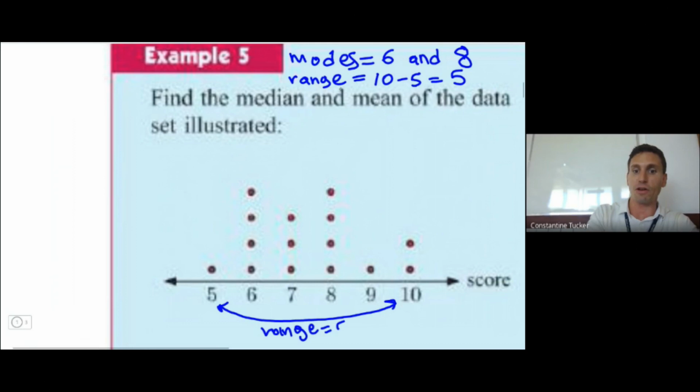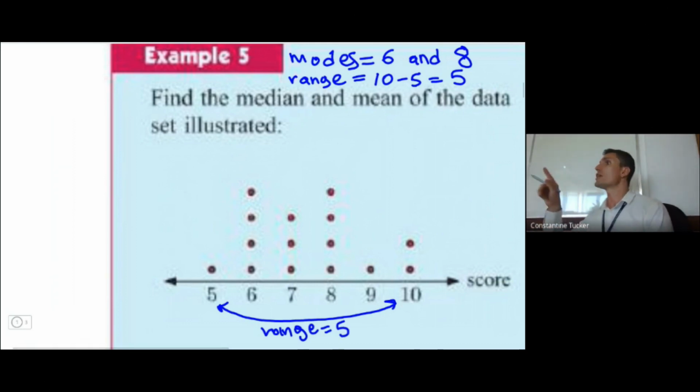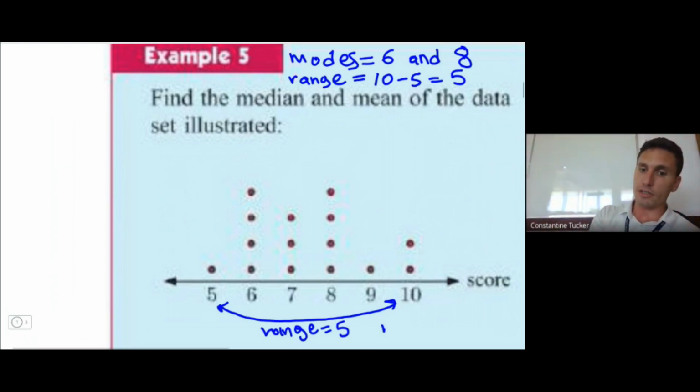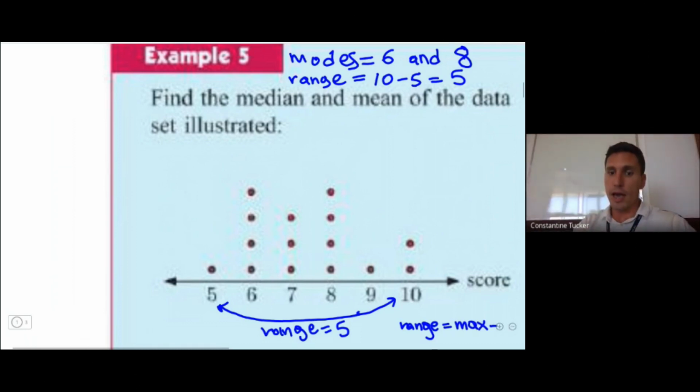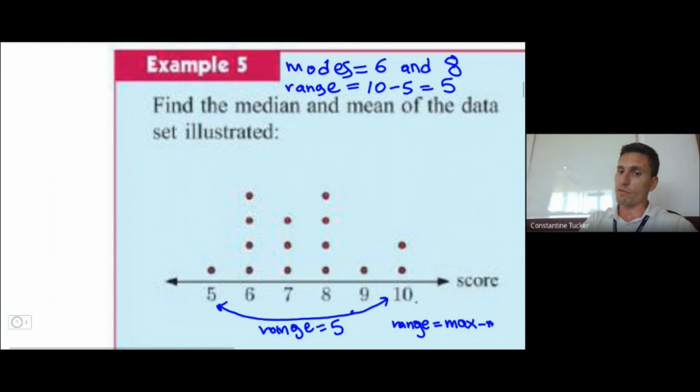Okay, let's go ahead and follow this again together. What was the range? The range is given by what formula? It's maximum minus minimum. So the range is always going to be the maximum minus the minimum. Now, what was the maximum? 10. Can you see it's 10? And you take away the smallest one, which was a 5. So now, if you take this away, you can see the range is 5. So far, so good?